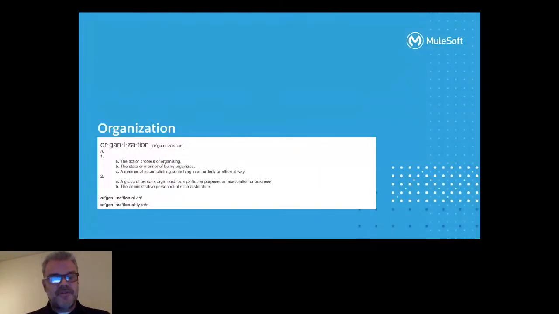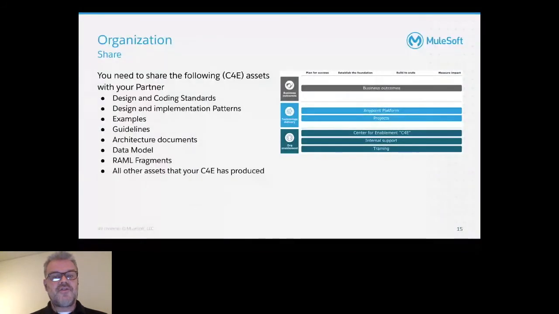Okay, we spoke about strategy. How about organization? What should you share with your partner? Well, actually, you should share every single asset that the C4E owns. So that's design and coding standards, design and implementation patterns, examples, guidelines, architecture documents, data models, RAML fragments, and all the other assets that your C4E has produced that make sense for the partner to use and to further develop. So the more you give to your partner, the better they will be able to work in conjunction and engage with you and deliver value.